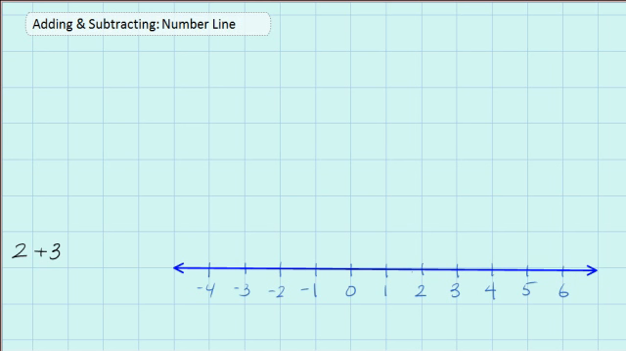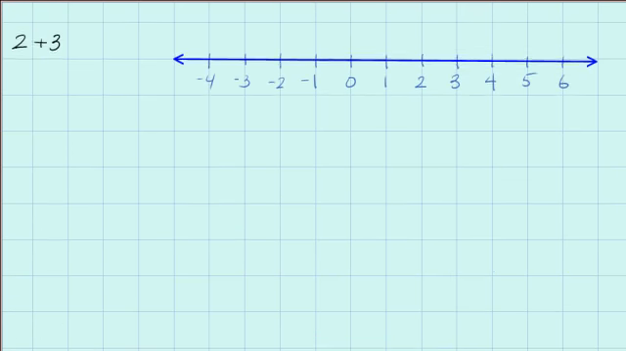Adding and subtracting integers using a number line. We're going to go through 4 examples that add and subtract integers using the number line. Let's start with our first example. First example is going to ask us 2 plus 3. We're going to look at the sum of 2 plus 3.